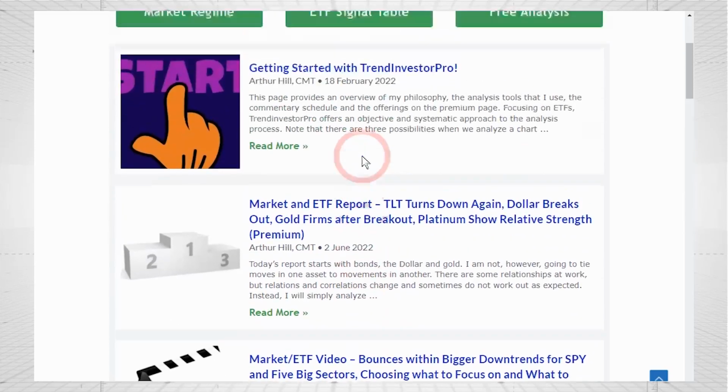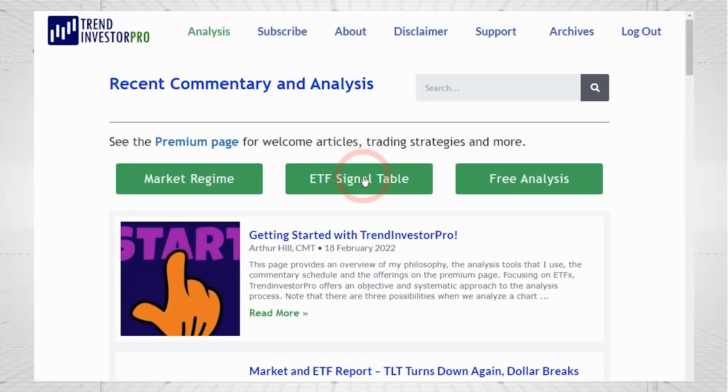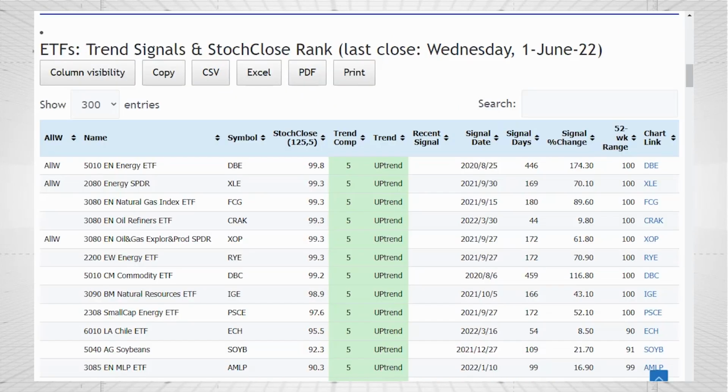But what I want to show you briefly here is the ETF Signal Table that's also available to subscribers. And this Signal Table shows you the signals in the trend composite.